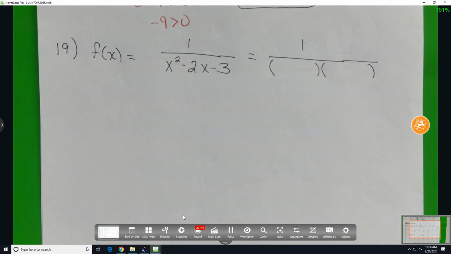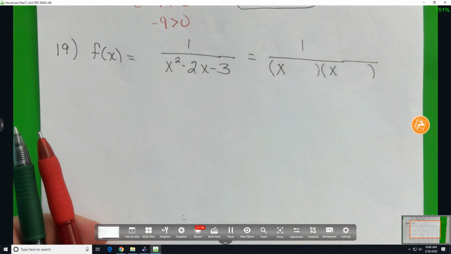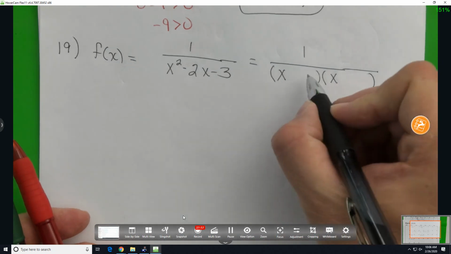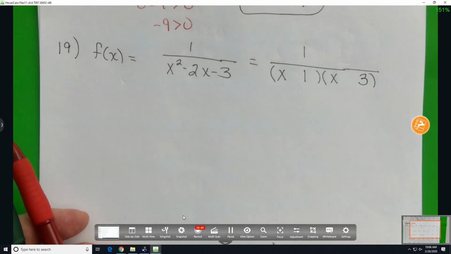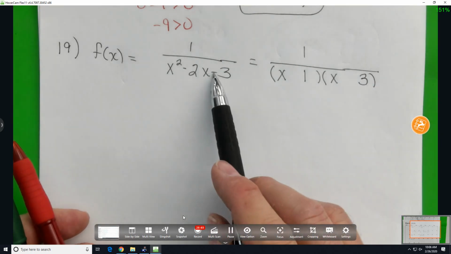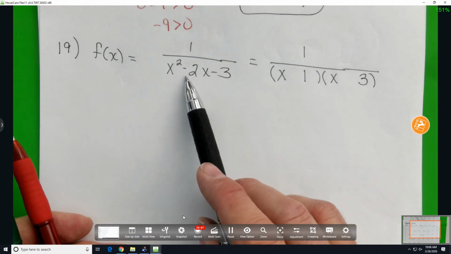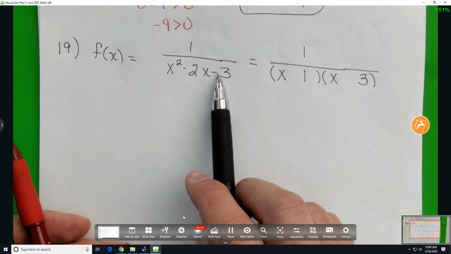Factor it. If you factor the bottom, we'd have an x and an x. Not a lot of numbers multiply together to give 3. What would y'all use? 1 times 3. Now the second sign is minus, so that would be 1 plus and 1 minus. You don't look at the first sign. Second sign is minus, so a plus and a minus.